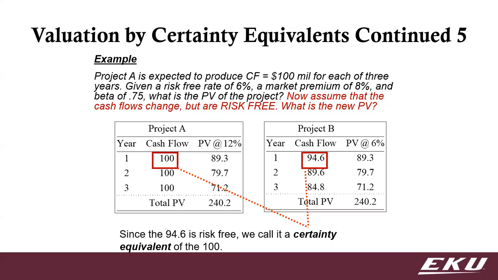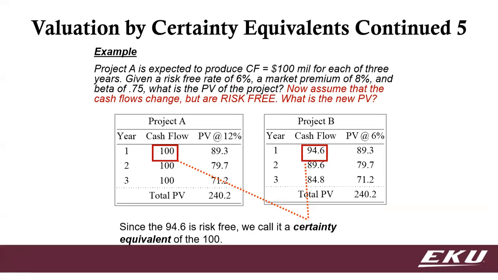And so that 94.6 for certain is equivalent to our 100 that's risky. And that's why we call it the certainty equivalent. So in the first one, you notice you just took all your cash flows and you discounted at 12%. 6% is for that risk-free portion, and then the rest of that is for the risky portion. Or we can just take the certainty equivalent, so pull out the risk portion, and then you have just the 6% risk-free rate. But either way, you'll come to the same place.